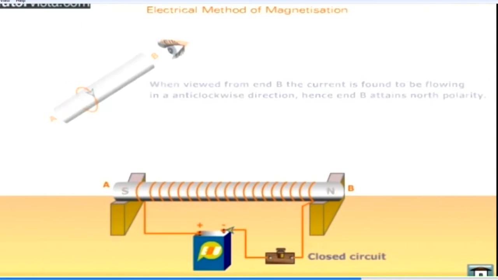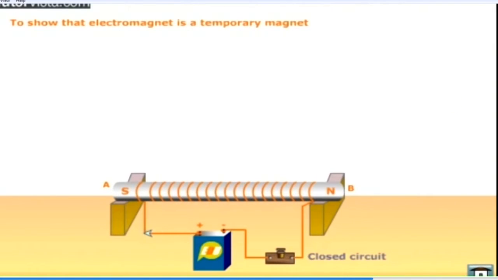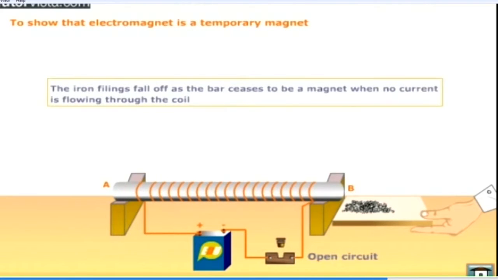So this is the electromagnet case. To be a magnet, as soon as the current is stopped, the magnetic property in it is lost. So if you place some iron filings close to it, they are attracted. They get attracted to the bar, meaning that it has acquired magnetism. And then when the current is cut, the magnetism is lost. So this one is a temporary way of making magnets.